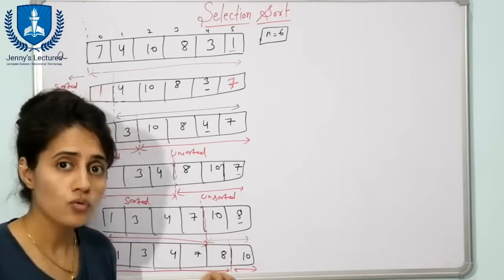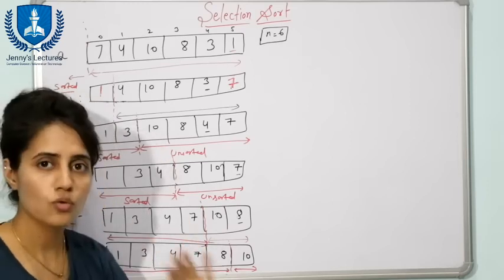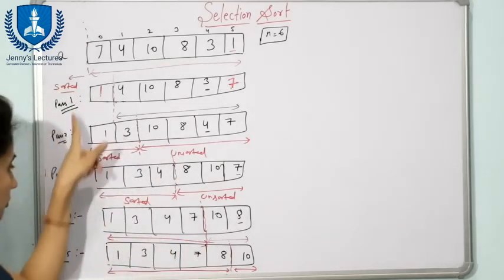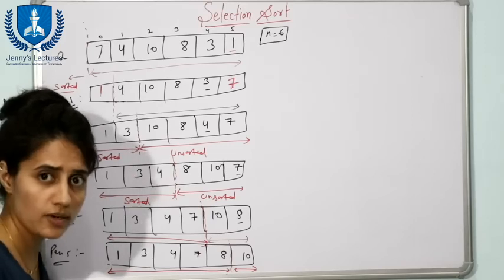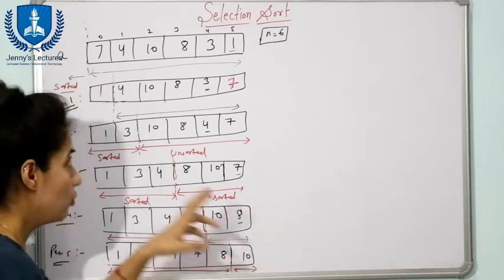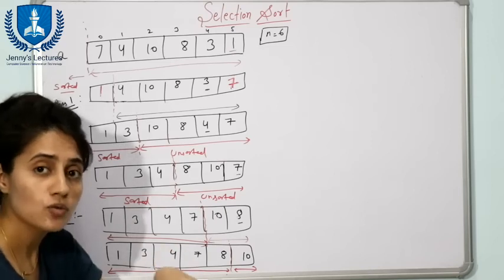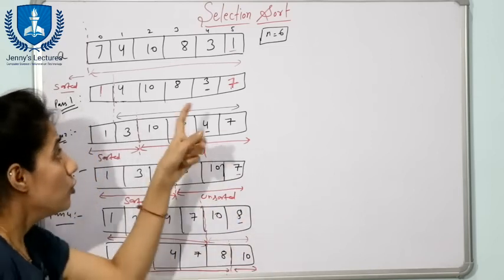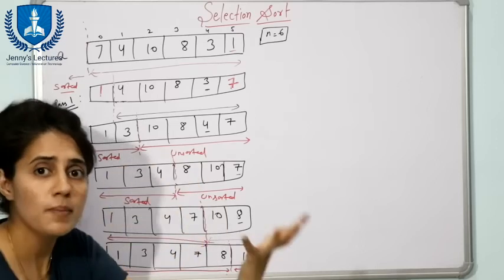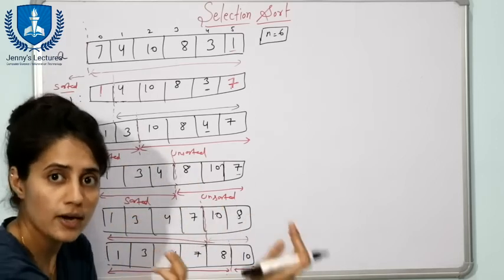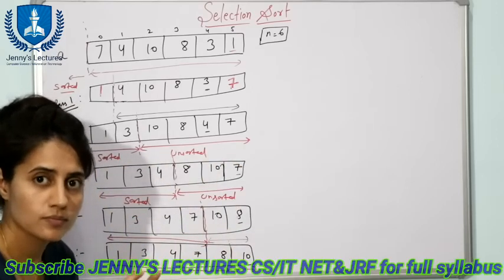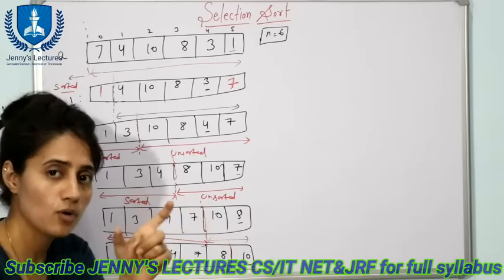Okay. Now how to write this into code? Here 2 loops would be there. One is for the passes, 5 passes are there, meaning n minus 1. So the outer loop would be for these passes, and the second loop is for what? To find out the minimum element from the unsorted array.